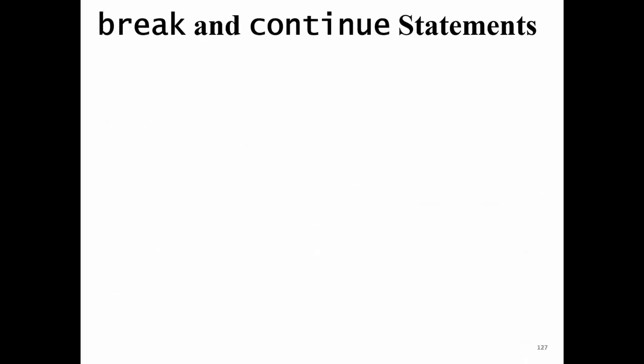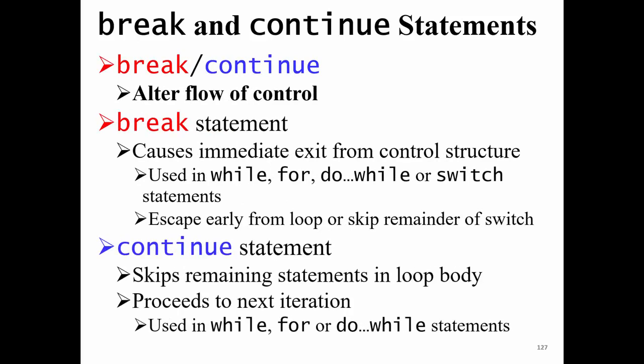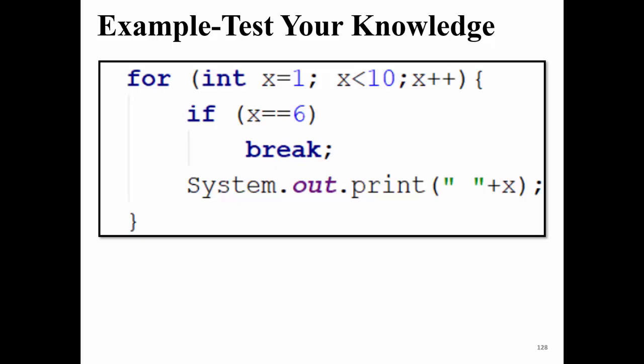Now, we saw the infinite loops, and we saw that sometimes we need to break out from the loop if some condition is valid, or we need to continue to the next iteration. So we have a break statement and a continue statement. The break statement will immediately exit from the loop. Continue will skip one iteration of the loop. Let us see these in action.